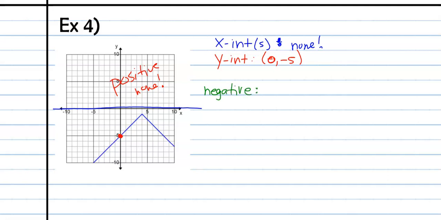And that's everything. It's negative forever. It goes left forever. It goes right forever. It's always, always, always going to be below water. So we're going to do it in interval notation from negative infinity to infinity. All right, that is it for that one.